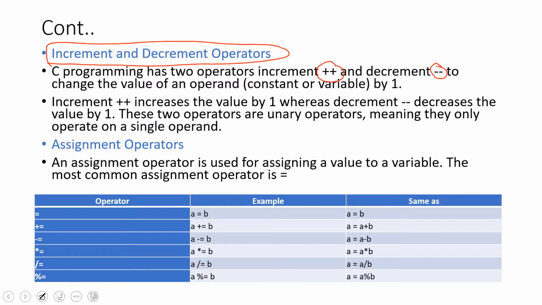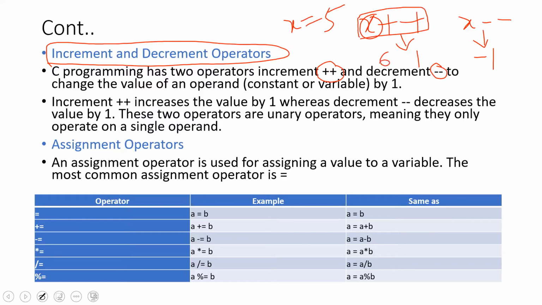And it is a unary operator, which means it works with a single variable or a single value. So for example, if I say x plus plus, it is going to increase the value by 1. If I say x minus minus, it is going to decrease the value by 1. Means whatever x value we have, for example, if I say x equal to 5, and I apply x plus plus, then x will be 6.